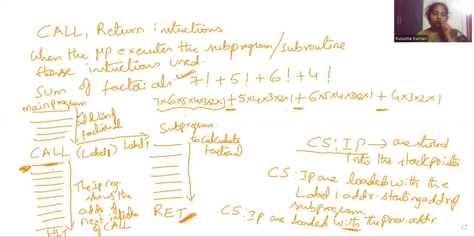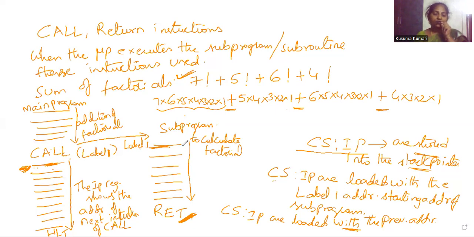Here, the microprocessor executes the instructions sequentially and reaches the call instruction. While it is executing the call instruction, the CS and IP show the next instruction fetching address. When the call instruction is executed, this address is stored into the stack, and the CS and IP are newly loaded with the starting address of the subprogram.